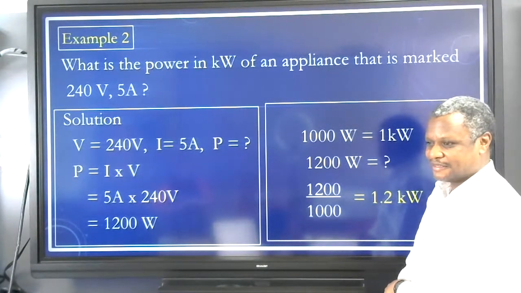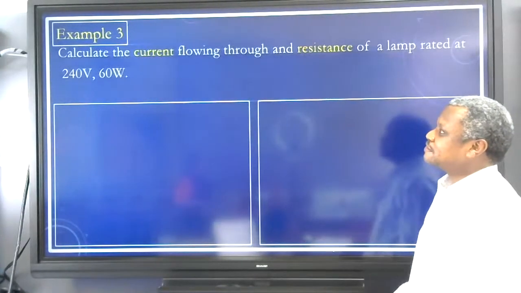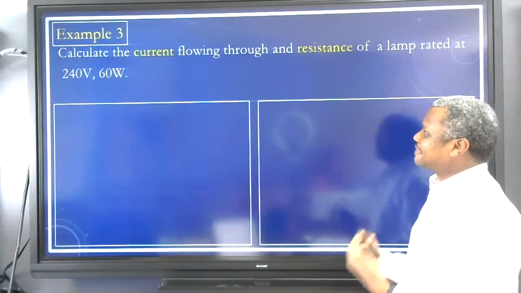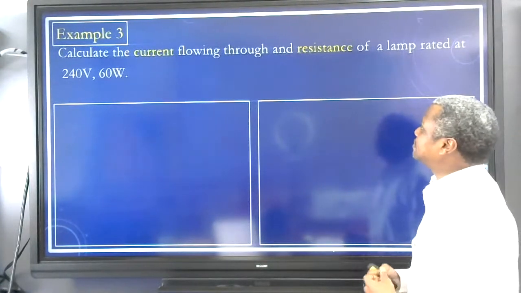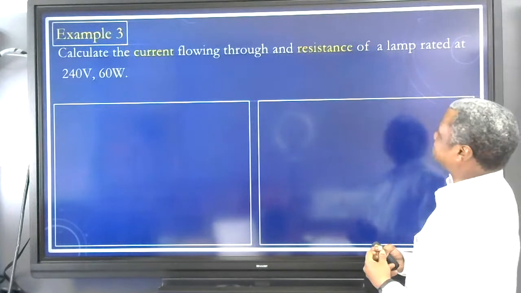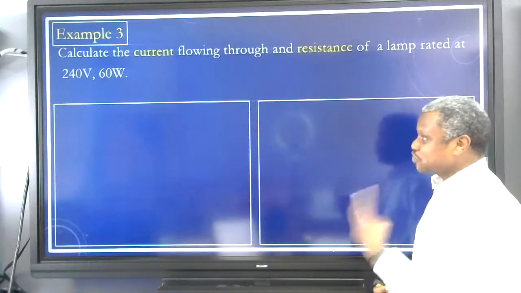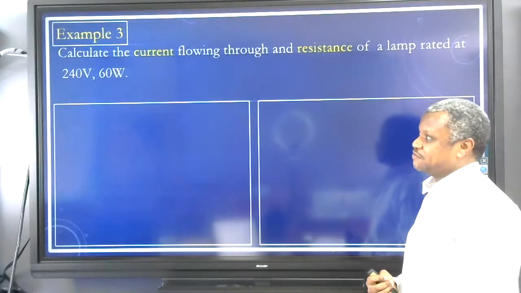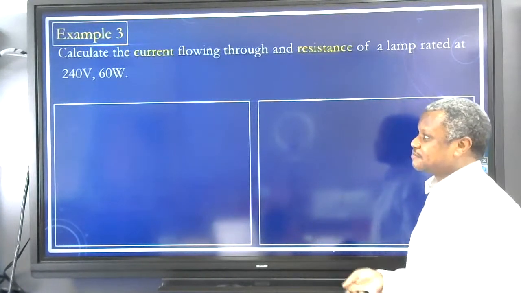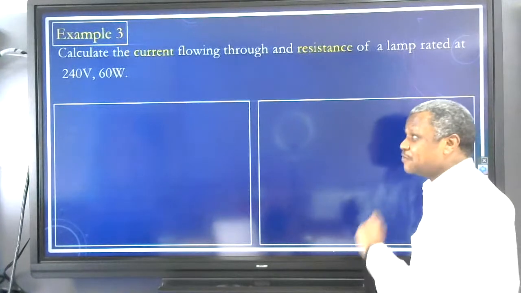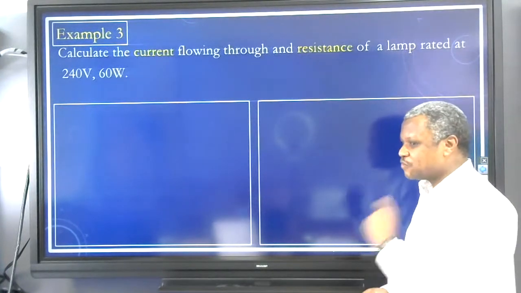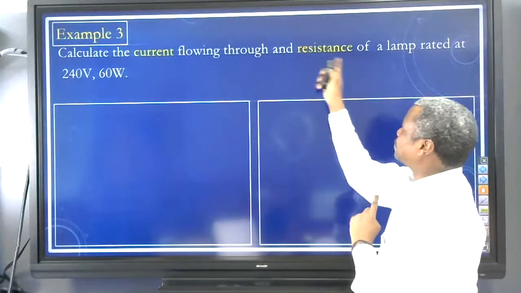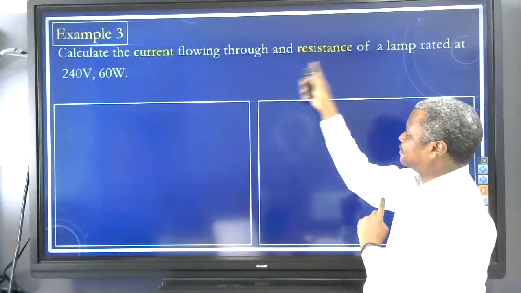The last example, number three. Now, this one is a tricky question. Calculate the current flowing through and the resistance of a lamp rated at 240 volts, 60 watts. Again, you list what you know and find what you don't know. Remember, we want two answers: the current and also the resistance.